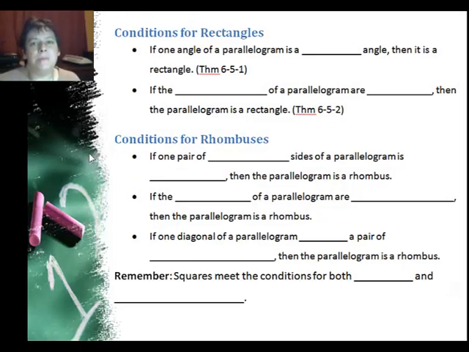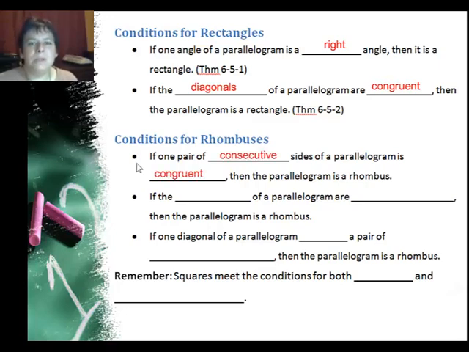If one angle of the parallelogram is a right angle, then it has to be a rectangle. Remember, rectangles are equiangular parallelograms. Also, if the diagonals of the parallelogram are congruent, then the parallelogram is a rectangle. So congruent diagonals definitely means rectangle.